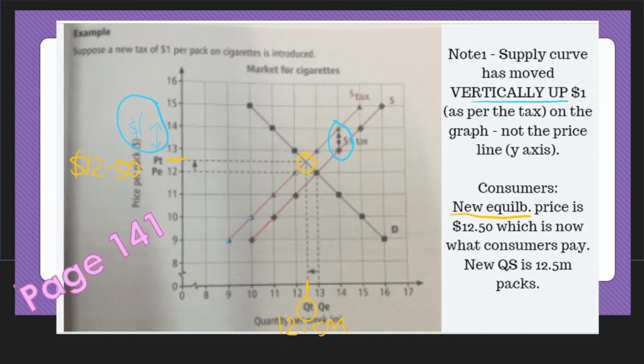So the price is now $12.50. So that is what consumers pay. Consumers are paying the price for this product, and because of the tax, the price is now $12.50. If we draw a line from that crossover point all the way down to our x-axis, we can see that our new quantity, QT, so quantity after tax, is at 12.5 million. So it's moved from 13 at the original price point to 12.5.